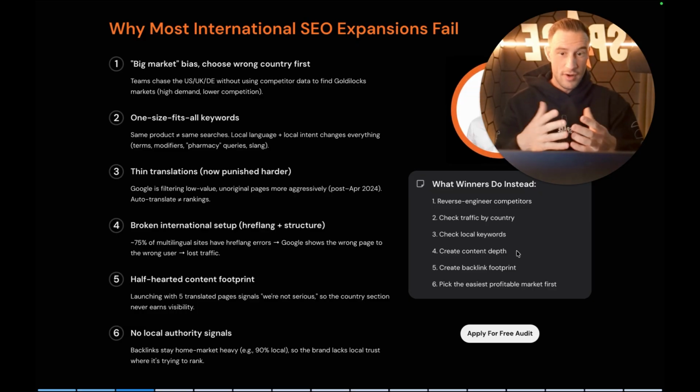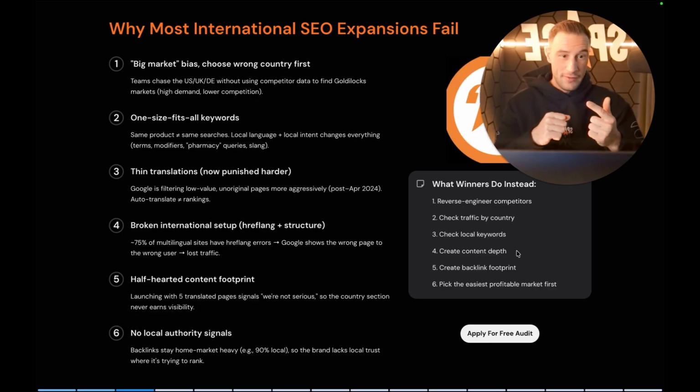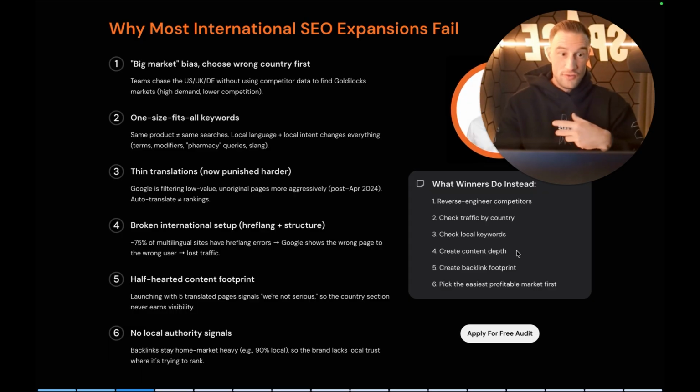You can enter the market faster and you will thus make easier profits that you can utilize to target more competitive countries. The second thing that I see go wrong a lot of times is a one-size-fits-all keyword strategy, where there are pretty much translated keywords all over the board, not looking at local intent, not looking at local culture, using the wrong keywords in a specific country.